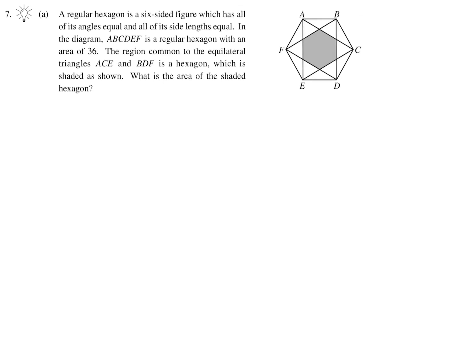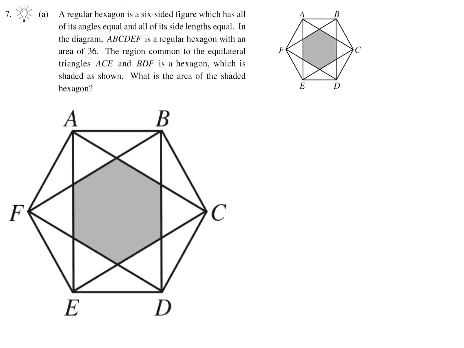A regular hexagon is a 6-sided figure which has all of its angles equal and all of its side lengths equal. In the diagram, ABCDEF is a regular hexagon with an area of 36. The region common to the equilateral triangles ACE and BDF is a hexagon, which is shaded as shown. What is the area of the shaded hexagon?